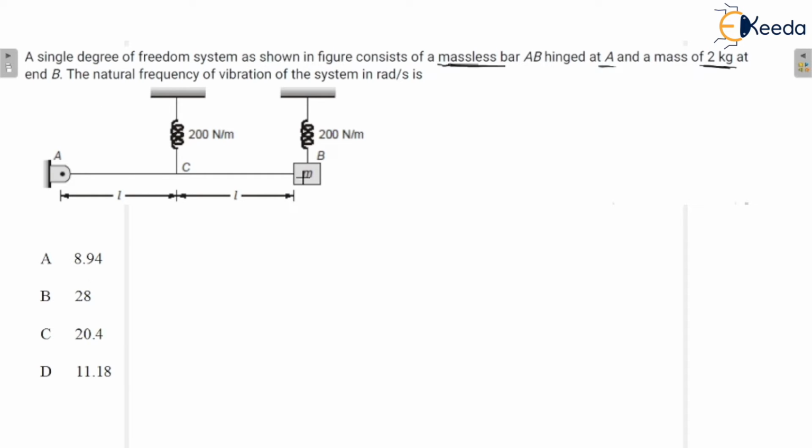It is having a mass. You can see that the mass m is equal to 2 kilograms, given in the question. We need the natural frequency of the vibration in radian per second. See, this type of question is generally asked in the GATE examination.